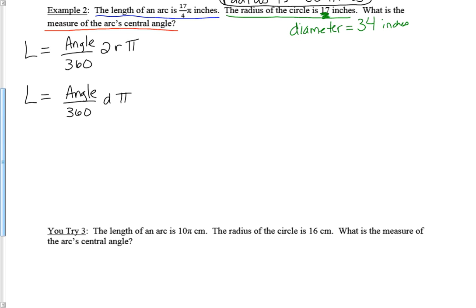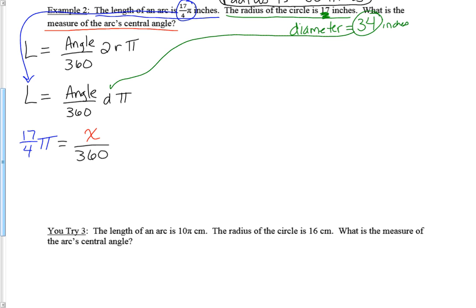So start plugging things in. We start with the 17 over 4 pi is our length. So I'm going to plug that right in for my L. And next, I don't know my angle in this case, so I'm going to write an X in place of the angle. Then I have a diameter, which I know is 34. So I'm going to plug that in for my diameter. And I still have a pi.